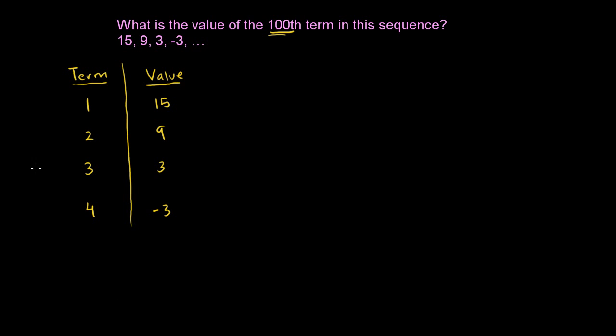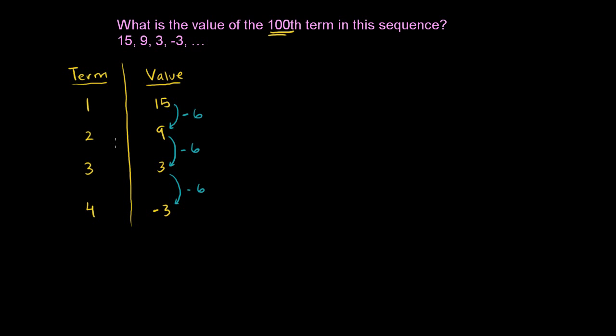So let's see what's happening here, if we can discern some type of pattern. We went from the first term to the second term. What happened? 15 to 9, it looks like we went down by 6. It's always good to think about just how much the numbers changed by. That's always the simplest type of pattern. We subtracted 6. Then to go from 9 to 3, we subtracted 6 again. And to go from 3 to -3, we subtracted 6 again. So it looks like every term you subtract 6.